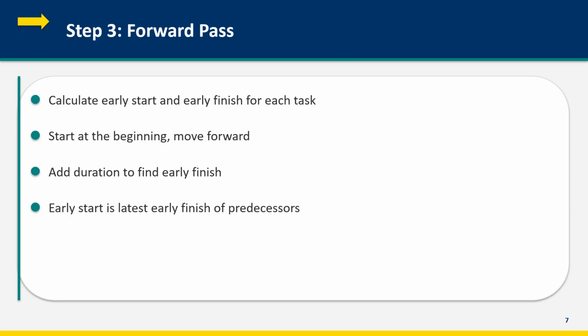Step 3 is the forward pass. This calculates the earliest each activity can start and finish. Start at the beginning of the network. The first activities can start at time 0. Add each activity's duration to find its early finish. For subsequent activities, the early start is the latest early finish among all predecessors. If an activity depends on 3 others finishing, it can't start until all 3 are done. Move through the entire network this way. The early finish of the final activity is the minimum project duration.